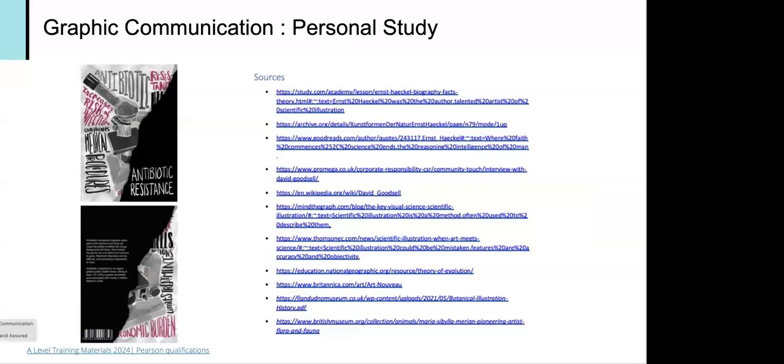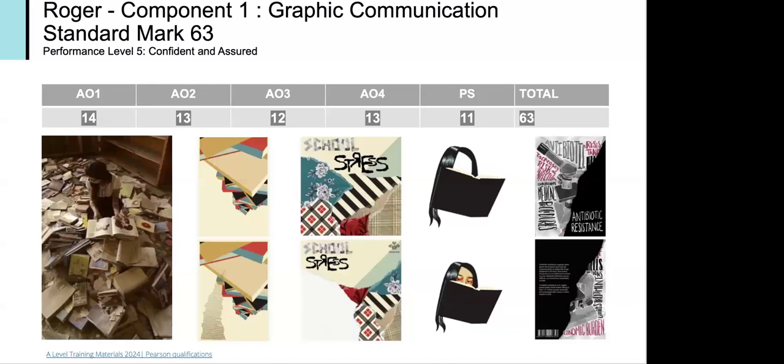Okay. So I think if you're all ready, I'm just going to pop in the next one, which shows the mark breakdown and the final mark. And you might be pleasantly surprised. So it's confident and assured. It's a level 5. I think a lot of you have got that. You kind of high level 4, low level 5. 14, 13, 12, 13, and 11 for the personal study. So it's 52. Somebody said 50, I saw earlier, 50, 50, 52. So it's 52 plus the 11 for the personal study, making 63.